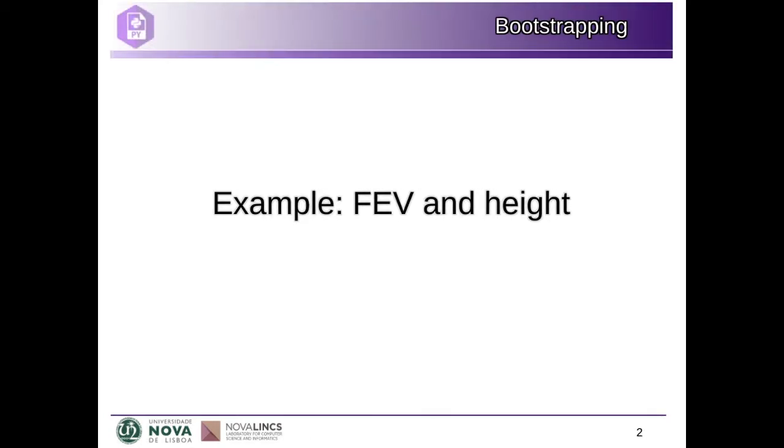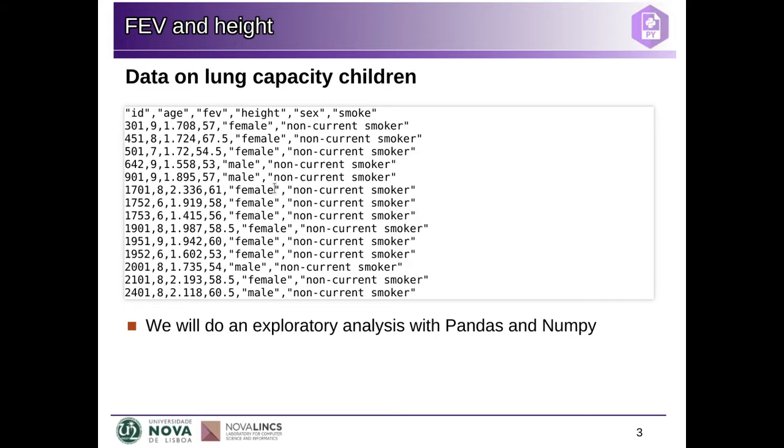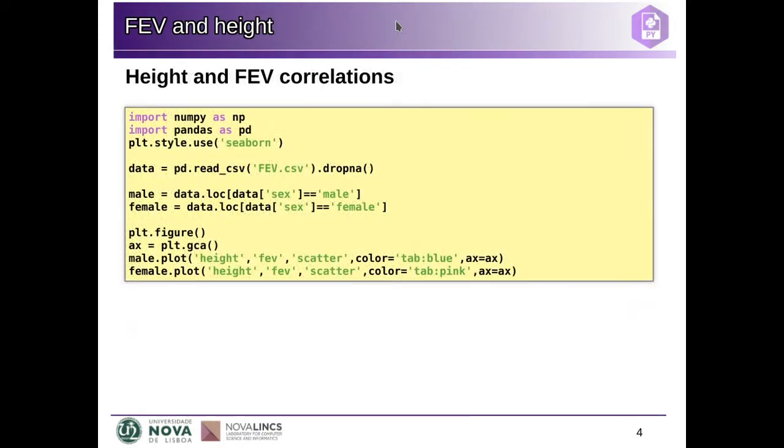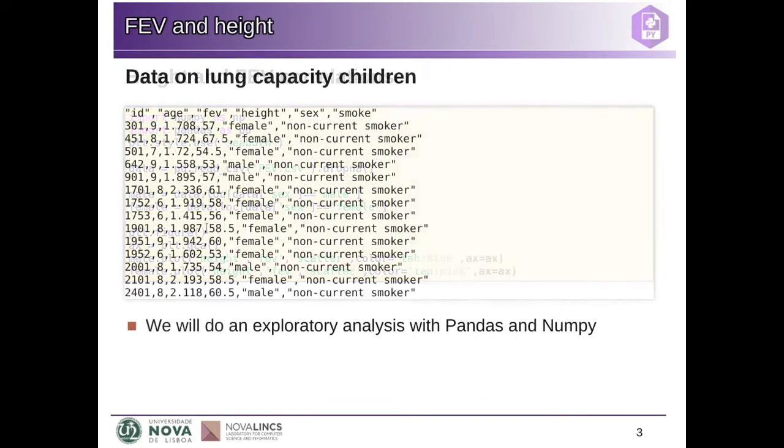Okay, so let's start with this comparison between the FEV. So this is the volume you get when you force the expiration of the air from your lungs, and the correlation with height. We have this data set. This is a data set on children. Some of them were already smokers, most of them were not, but we're going to look at sex and height and the volume of the lungs. So basically, we're going to read this data using pandas and then select the different categories. So we start by importing NumPy and pandas. We're going to read the data. This is the FEV CSV file that we have here.